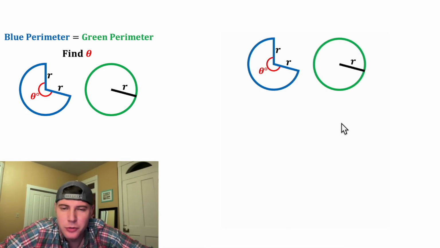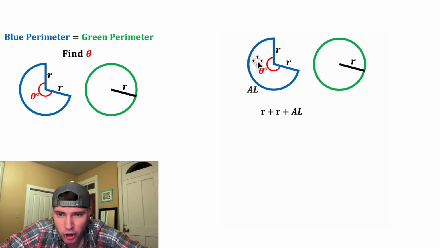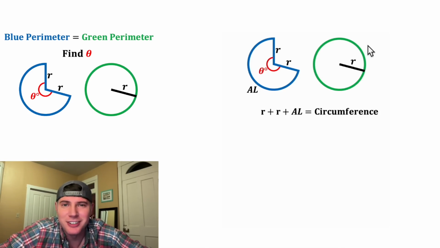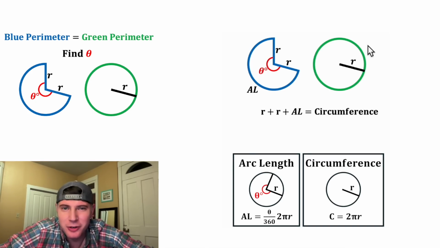3, 2, 1. For the blue perimeter, let's do this radius plus this arc length. And then for the green perimeter, it's going to be the circumference of a circle. Here are the notes for arc length and circumference of a circle. The circumference of a circle is equal to 2 pi times the radius, 2 pi r. And the arc length of a circle is a proportion of the entire circumference. It's the degrees of the central angle over 360 times 2 pi r.